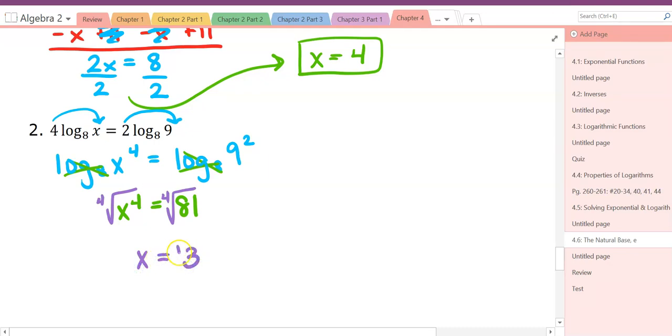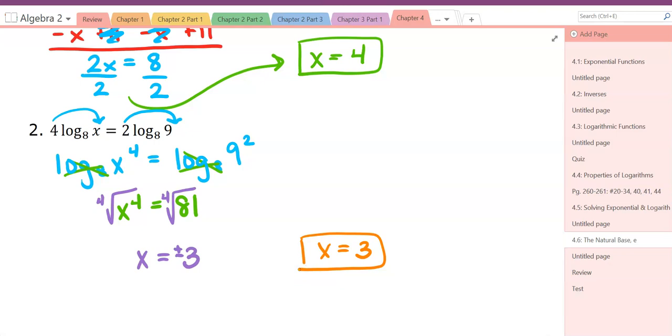And really, there's a plus or minus here, because anytime that you square root or root anything, there's a positive and a negative answer. But we've talked in the past that if you have negative numbers or a 0 in a logarithm, it does not work. So I actually have to throw out the negative 3 answer and only take the positive 3. Because if I try to do log base 8 of a negative 3, it's not going to work. I'm going to get an error message.